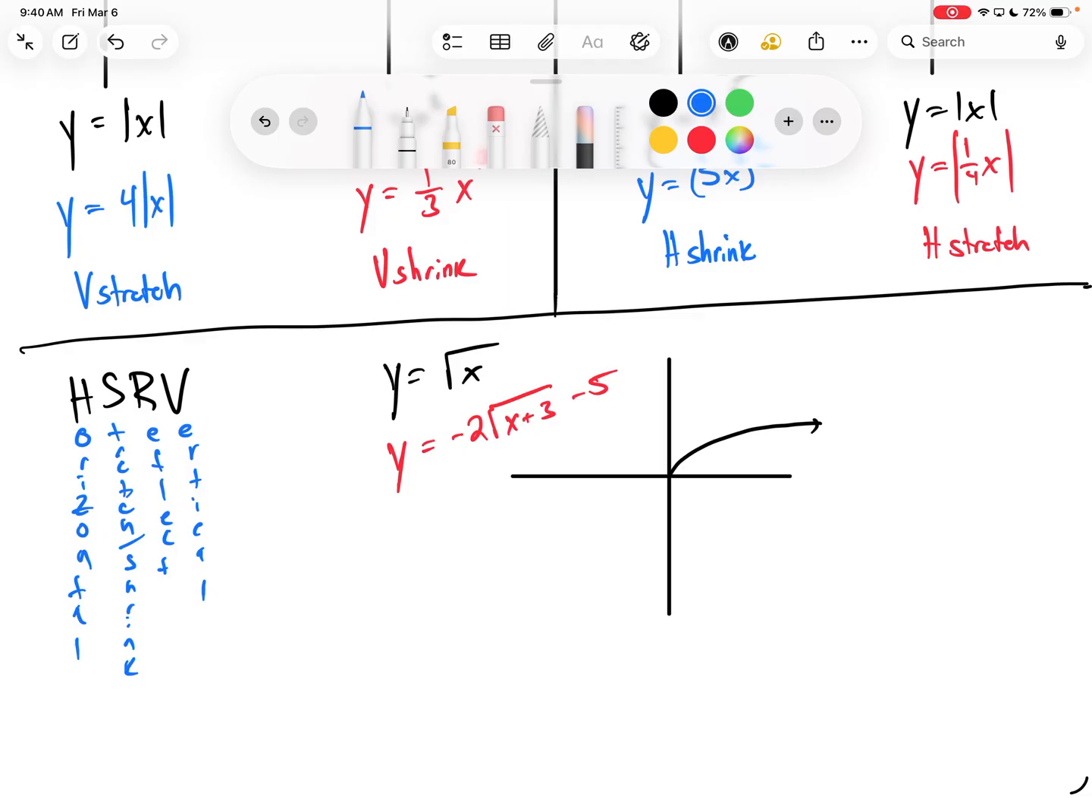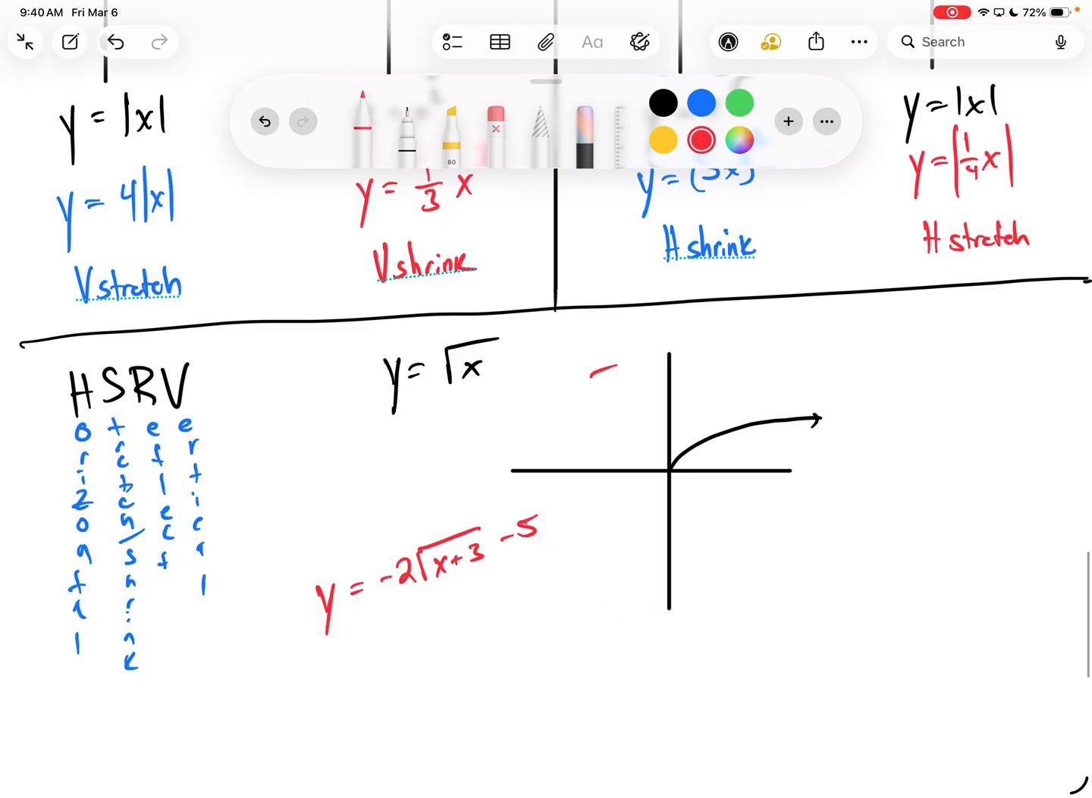Okay, so horizontal shifts. I'm going to move this so I can write. All right, so horizontal shift. This is going to go to the left 3. You do the opposite because it's on the inside. So I'm going to go to the left 3. So I could draw that graph right now. Left 3 would be this right here, right?